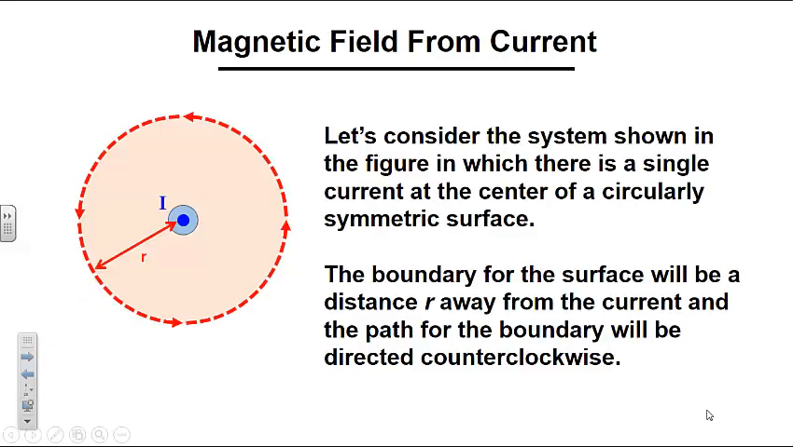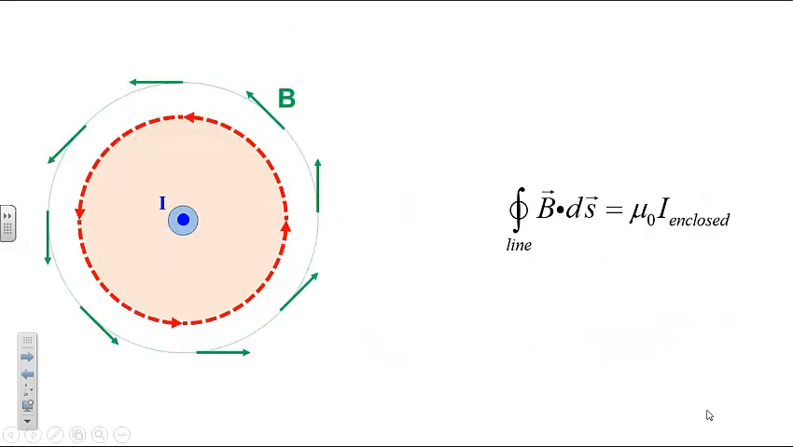Let's consider the system shown in the figure in which there is a single current at the center of a circularly symmetric surface. The boundary for the surface will be a distance r away from the current, and the path for the boundary will be directed counterclockwise. This is the equation for Ampere's law for this system.